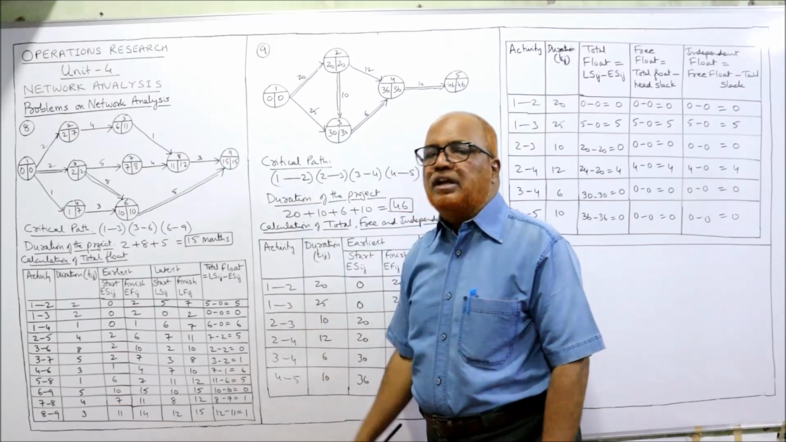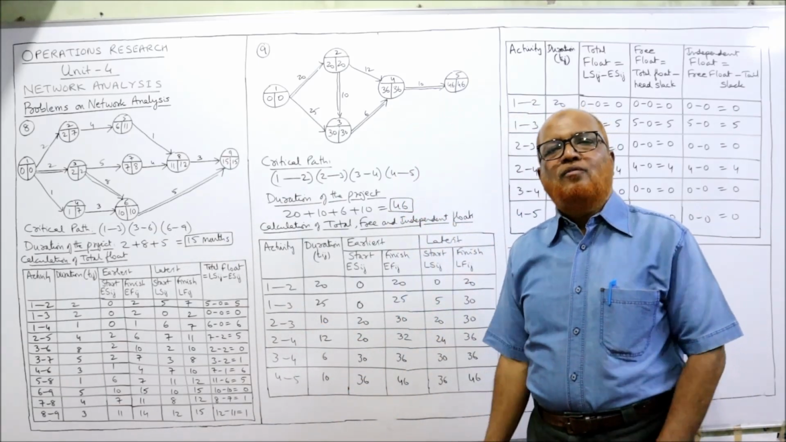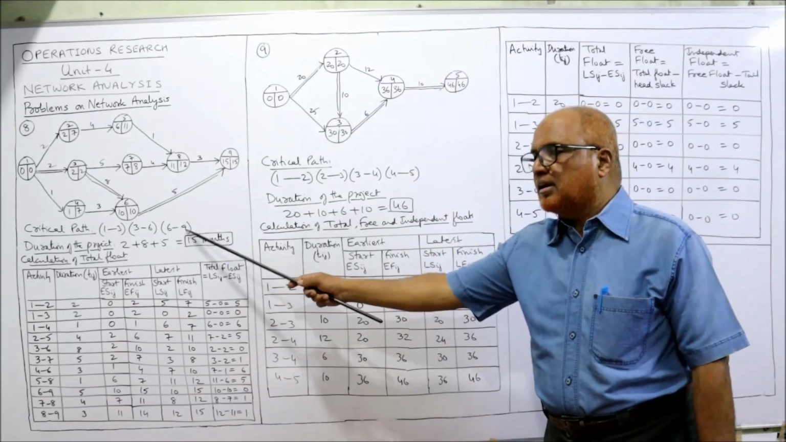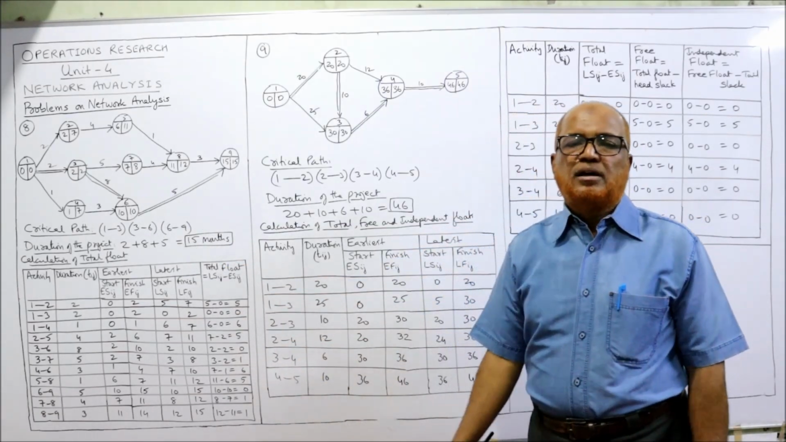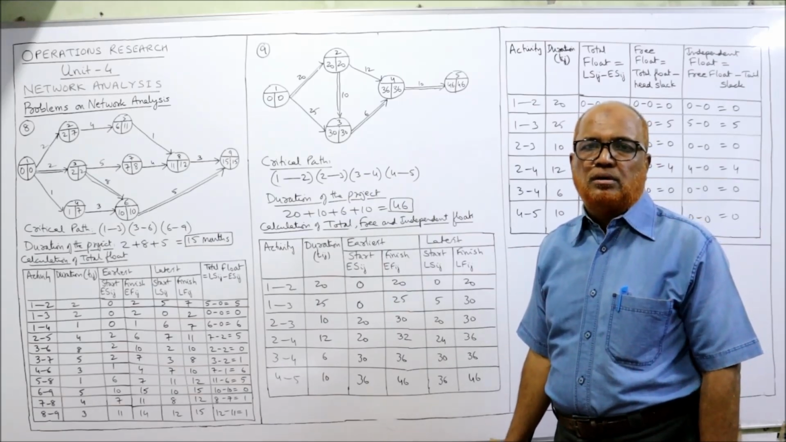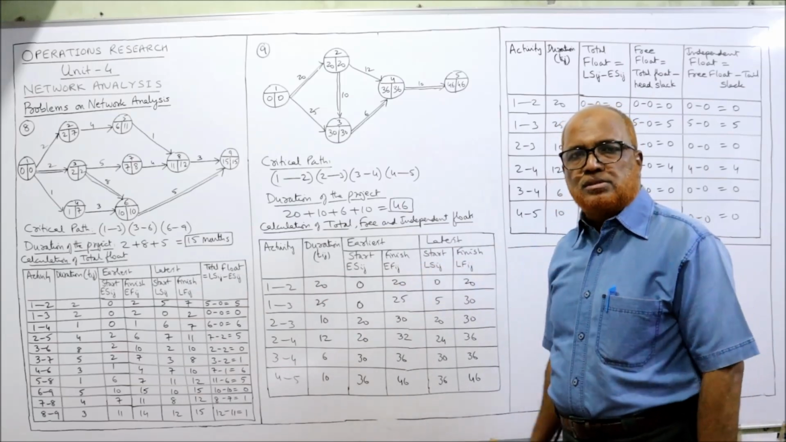This is the duration. 15 months is the duration. So we have constructed the diagram, we have calculated the EST and LFT values, we have calculated the critical path and the duration. Lastly, it is asking you to calculate the total float. For total float, these are the columns.